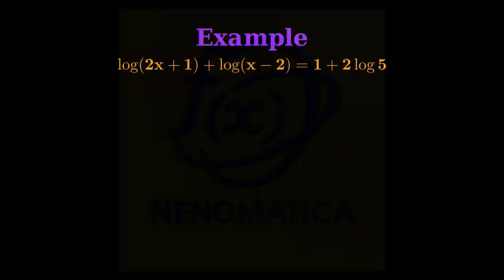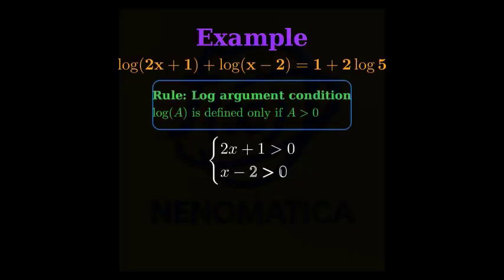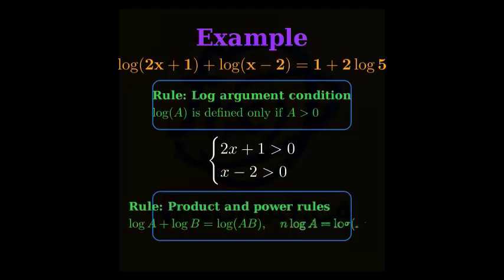Example. We will solve the logarithmic equation exactly following the given step order. Step 1. Determine the domain. For any logarithm, the argument must be positive. So we require 2x plus 1 greater than 0 and x minus 2 greater than 0. Step 2. Apply log properties.